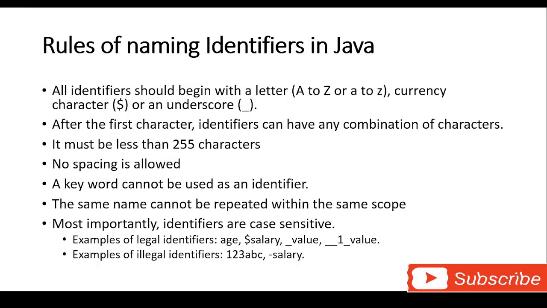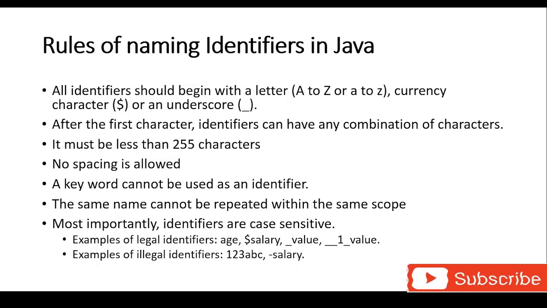And we have quite a number of keywords in Java. The rule of thumb is anything that you write in Java and appears in blue or green, that is a keyword. So when you talk of things such as public, private, double, string, and so on, all these are keywords. You cannot use them when you are naming identifiers. Then the same name cannot be repeated within the same scope. So if you have a simple program like what we did last time, and we are going to demonstrate it even today, you cannot repeat the same identifier name within that scope.